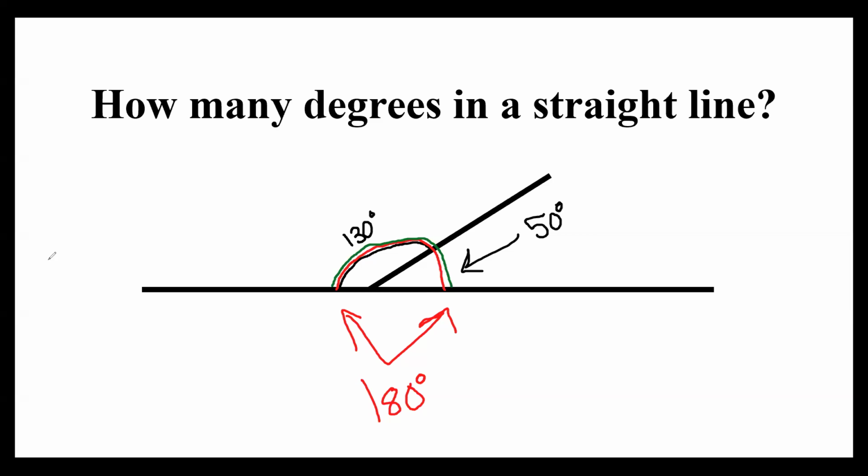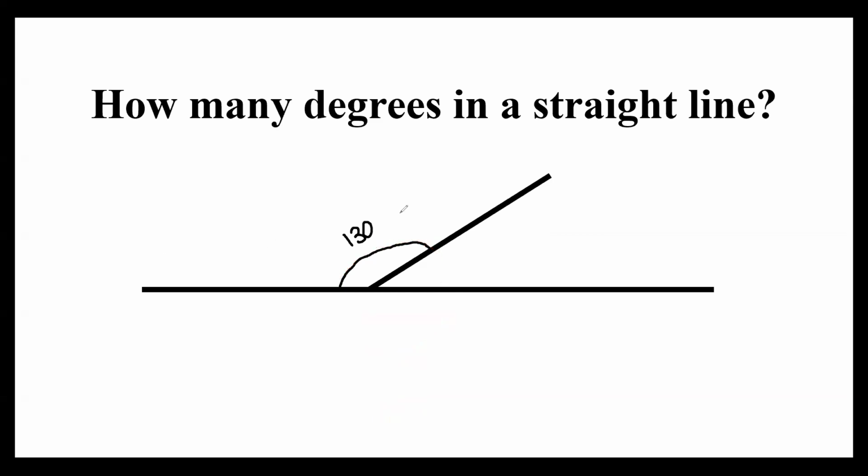And if we know that this section right here is 130 degrees, well, we know that the remainder must be 50 degrees because it must add up to 180 degrees, okay? And of course, 130 degrees plus 50 degrees does add up to 180 degrees. All right, so that's the basics of it.